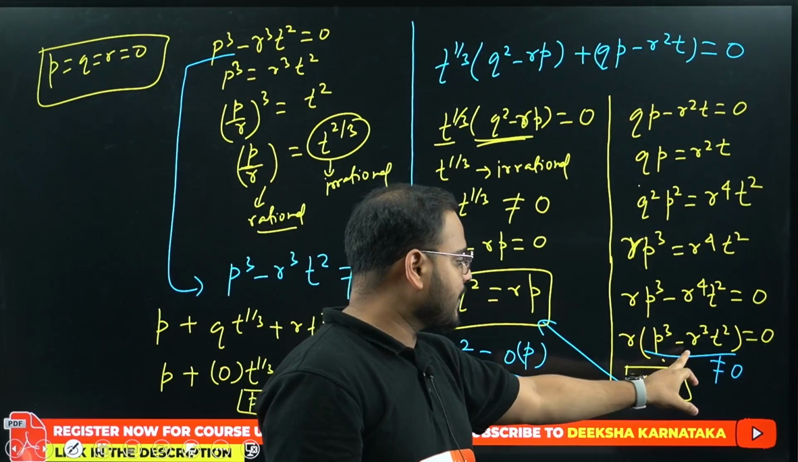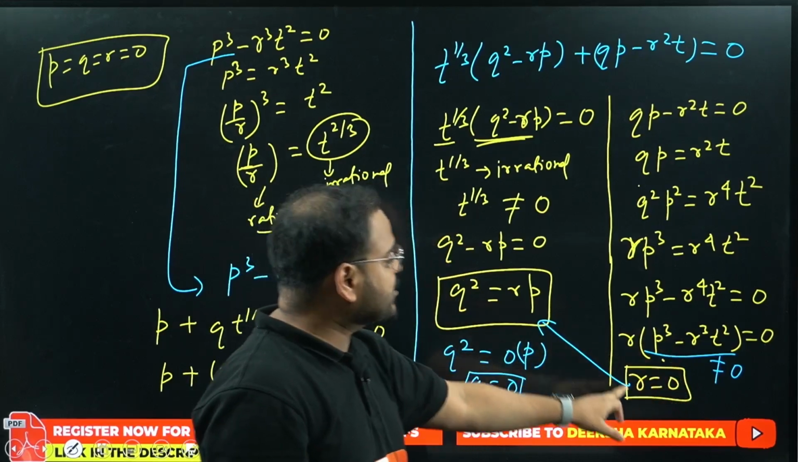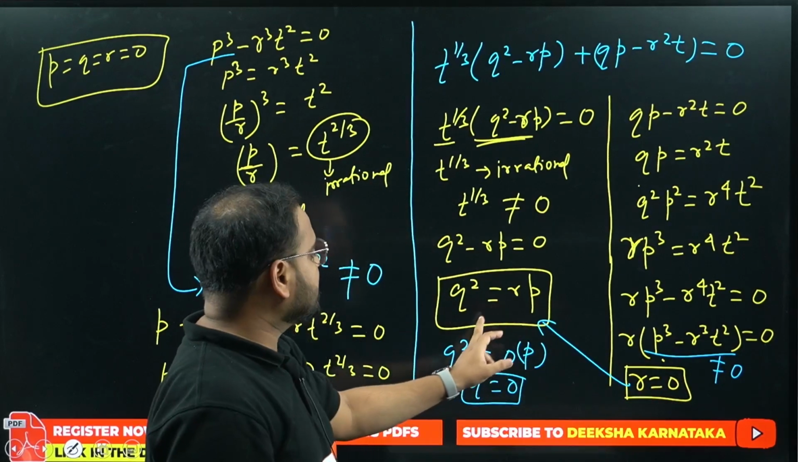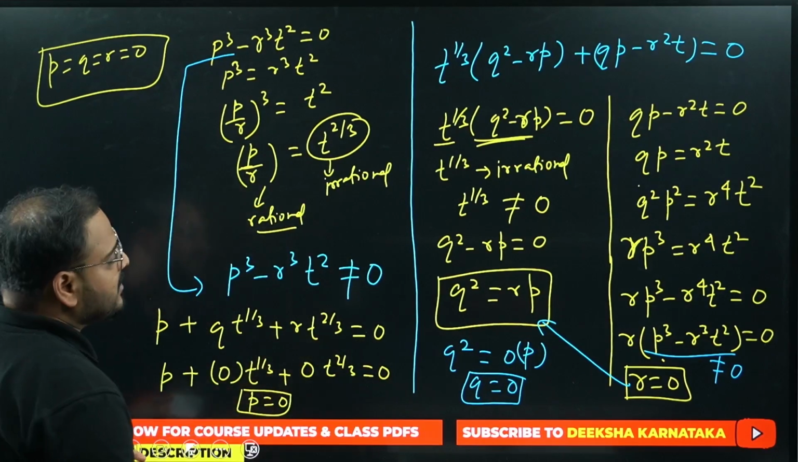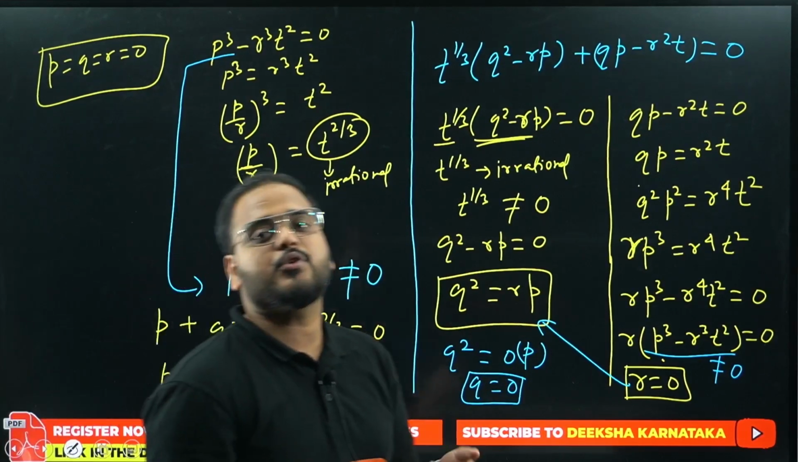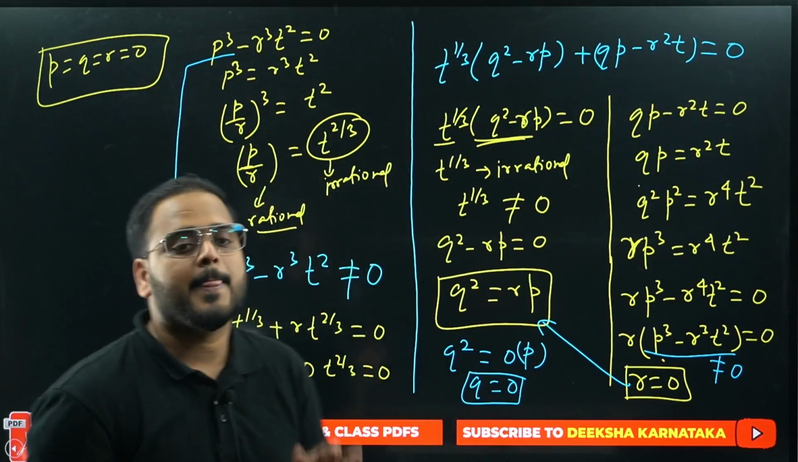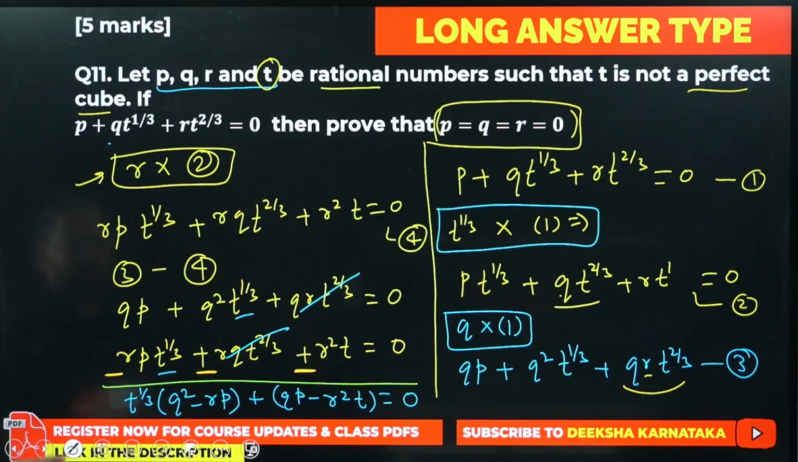I proved that this other part is not 0, so r has to be 0. R is 0, so I used it in the first result to get q also 0. I use both the results, q and r being 0, in the given equation to prove p is also 0. Okay, so I'll show you from the beginning. Please have a look. I hope this is visible.